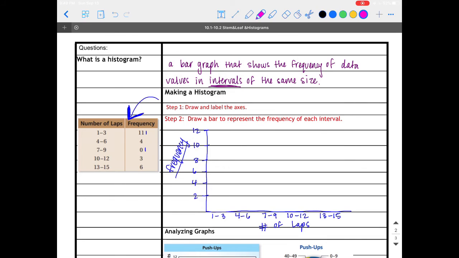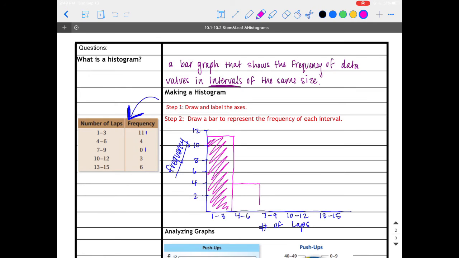All right, so let's do that. I'm going to do it in a different color. So 1 through 3 occurred 11 times. It's going to be in between 10 and 12. And then, of course, you can shade it in or not. I'm just going to shade it in a little bit. And the thing about histograms is the bars always touch each other. Since they're representing intervals, we go straight from 3 to 4. There's no space. They're always touching each other, okay?